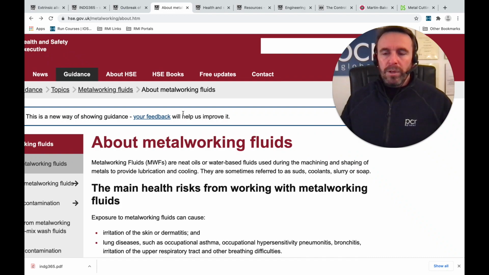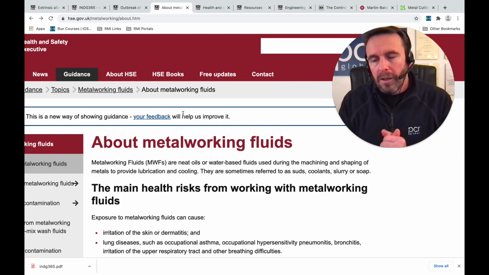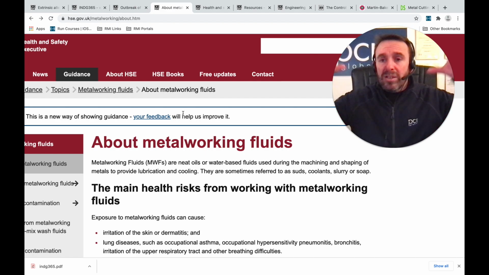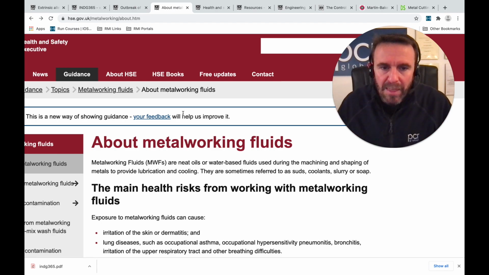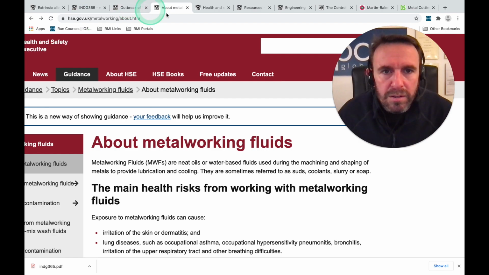So we're talking about extrinsic allergic alveolitis. We're talking about breathing in mist from MWFs, metalworking fluids, when we're working on machinery such as lathes. If we've got mist and we're breathing in the mists, that is the issue. We want to try and prevent the mists. We also want to make sure the sumps are clean, as we'll go through in a moment. But what this is telling us is there are health risks when workers are breathing in these mists.